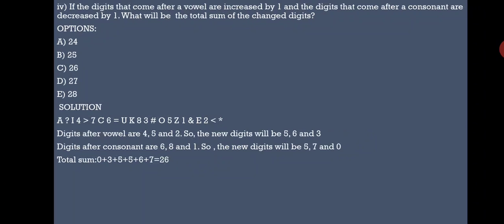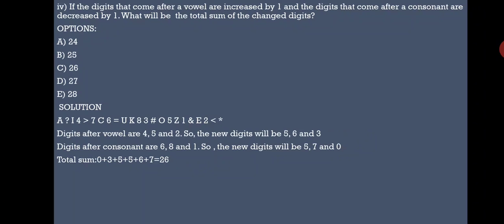The digits that come after a vowel are increased by 1. We need to increase a number which comes after a vowel by 1, and the digits that come after a consonant are decreased by 1. We need to decrease the term which comes after the consonant by 1. So after that rearrangement, we need to find the total sum of the changed digits.